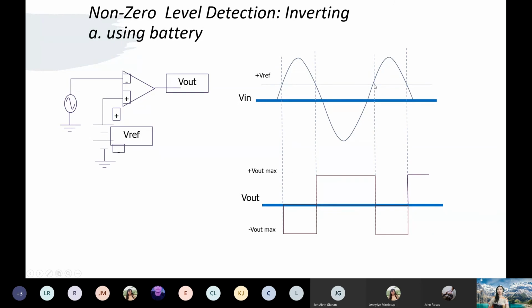So when it reaches this point, that's when the change in output voltage occurs. From positive V out again, it will toggle to negative V out, and it will stay at negative V out up until the next Vref, okay?